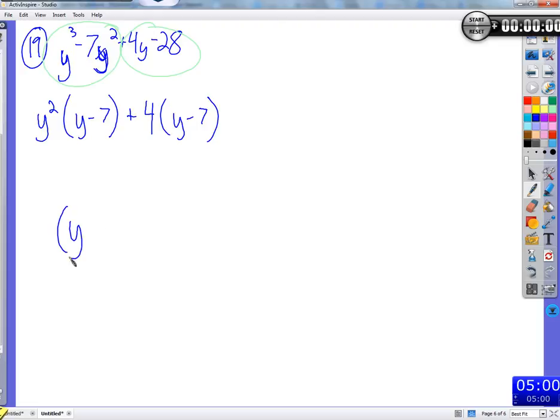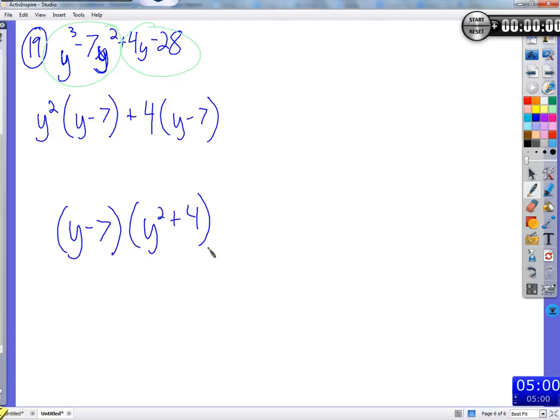Well, I'll show you something that is easy to copy and reproduce. Y minus 7, those identical parentheses, you can see why that comes from that, and y squared plus 4 goes in the other parentheses. Okay, so you can get it done. You can factor it that way. You can write it correctly. But what I want you to understand is why. Why is that the next step?